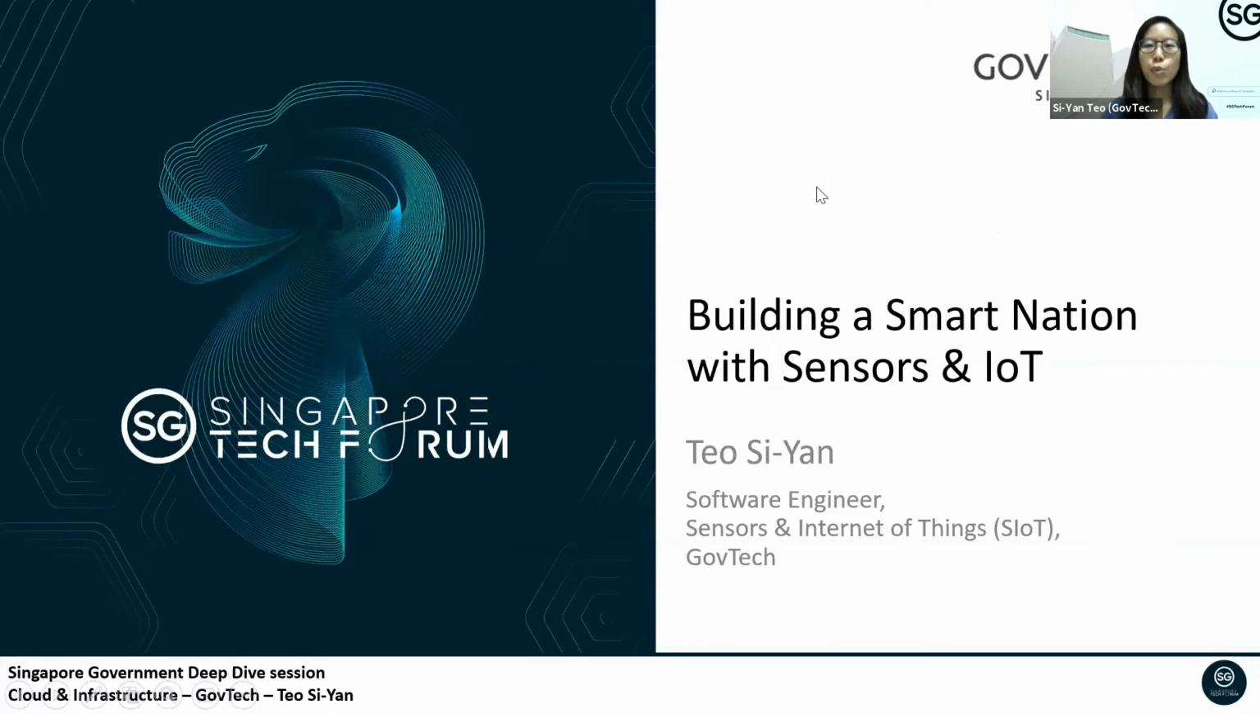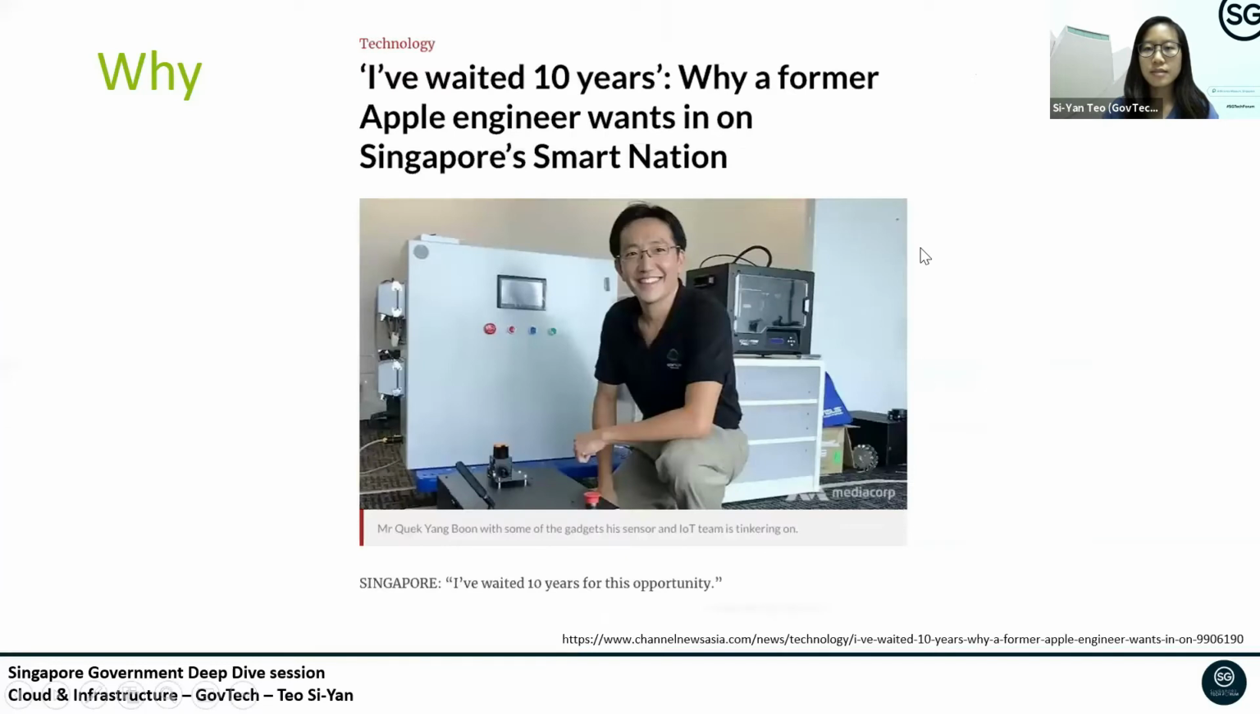To start off with the why, or the purpose and vision behind our team. You can see in this photo, it's actually an article featuring my team's director, Yang Boon, who used to work as an engineer in Apple in Silicon Valley, until a few years ago when he heard a talk by PM Lee sharing about Singapore's Smart Nation vision. This inspired him to come back to Singapore and lead this team in developing IoT capabilities and solutions for Singapore's government.